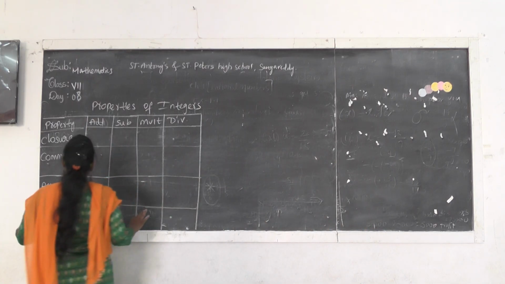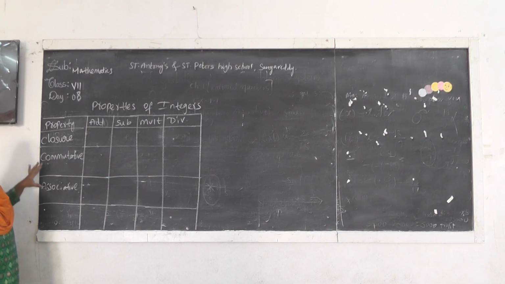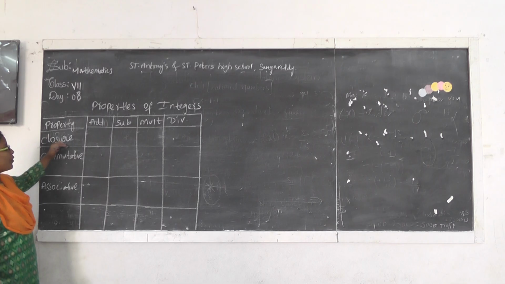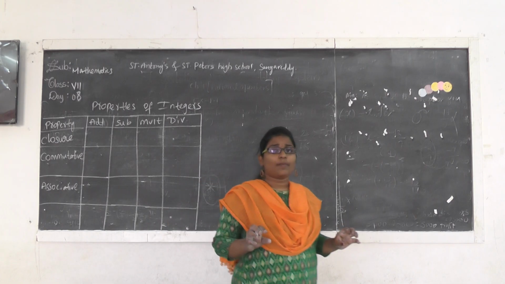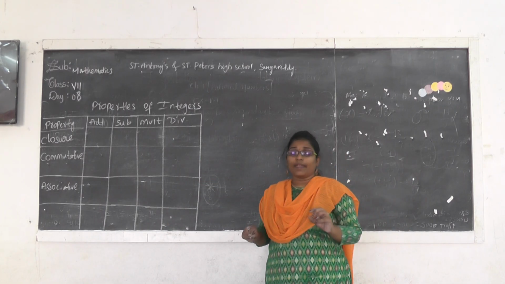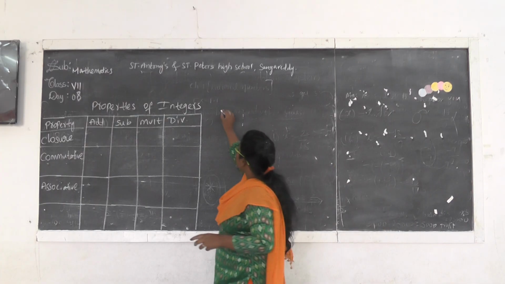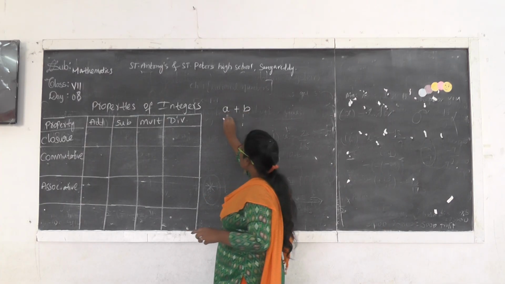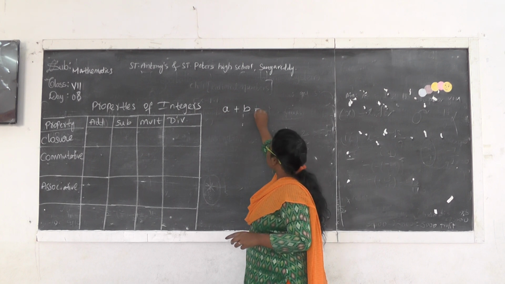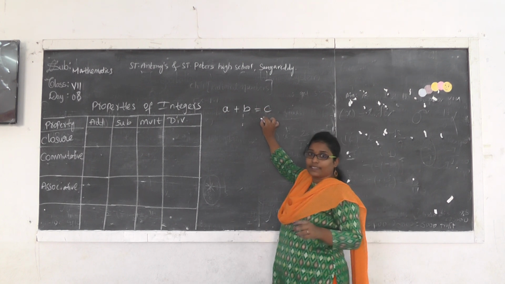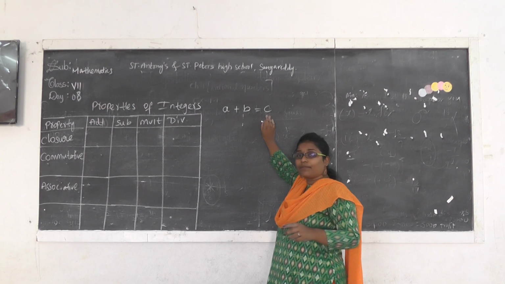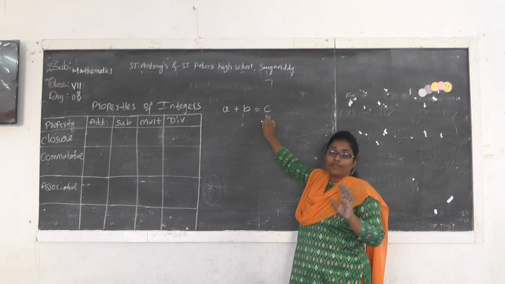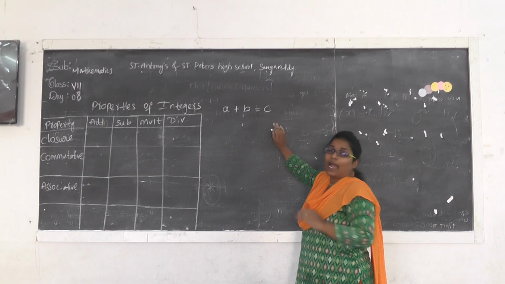Today in this session I am going to explain only three properties, that is closure, commutative, associative for integers. So first, closure property under addition. What is meant by closure property? Closure property is nothing but, when A and B are integers, if we add A and B, the result C should also be an integer. If A is an integer, B is an integer, and if we add both, the result we get should also be an integer. Then we can say closure property is satisfied under addition.